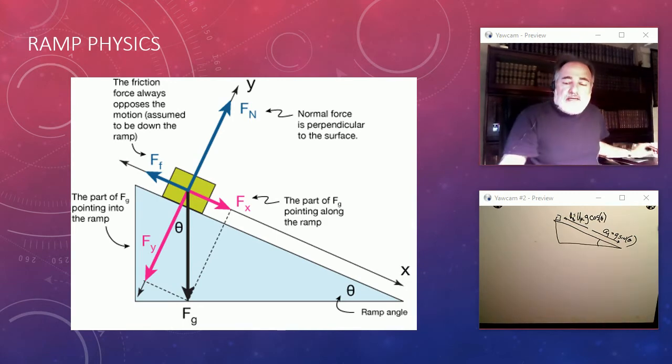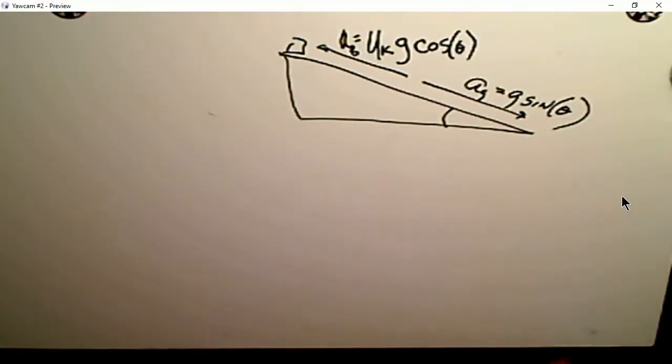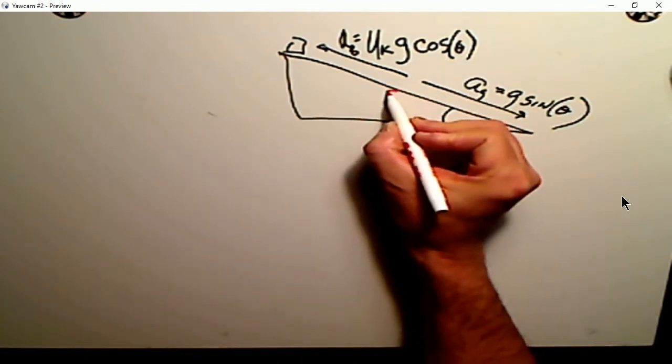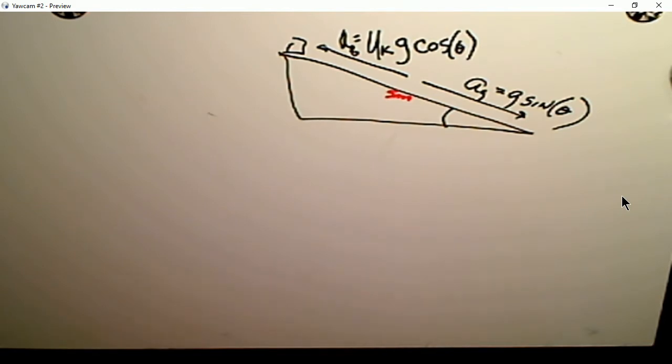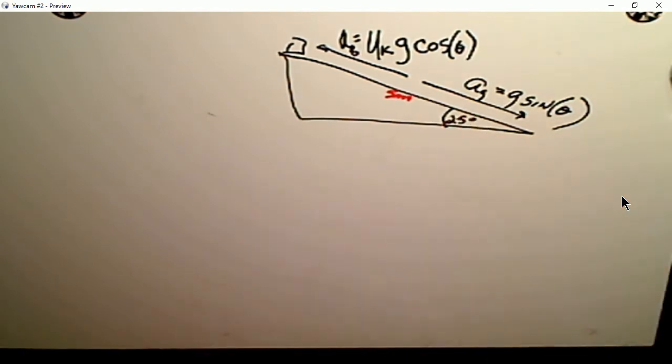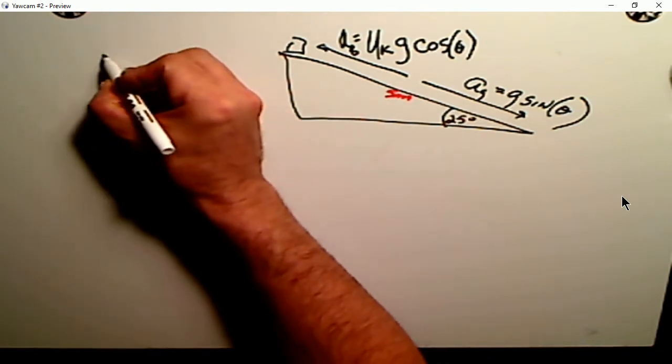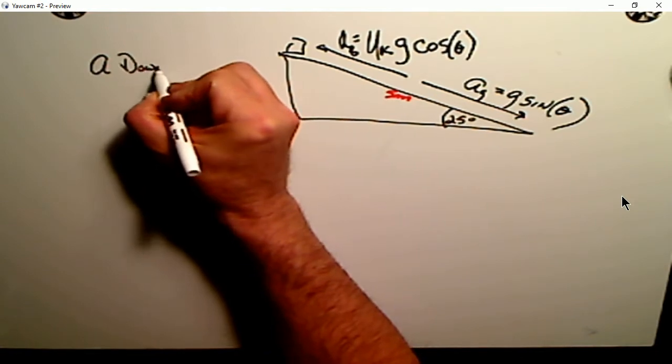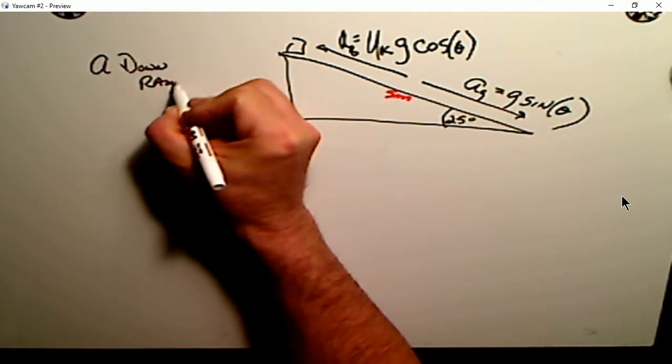Sometimes it's best, as I said before, to show this in an example. So let me make a larger screen so you can see that here. So I have this block. And let's say this is a 5-meter ramp. And this is a 25-degree angle. So look at that. What is the acceleration down the ramp? That's the question.